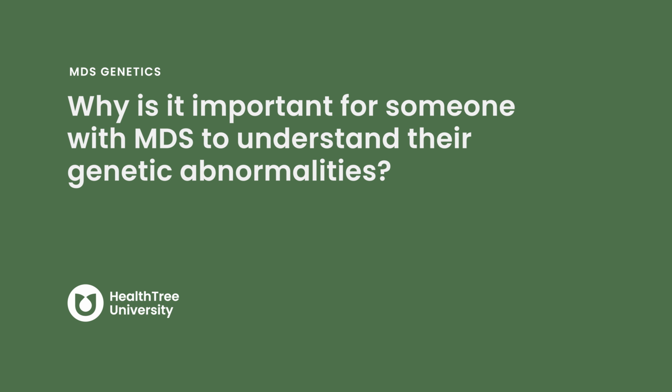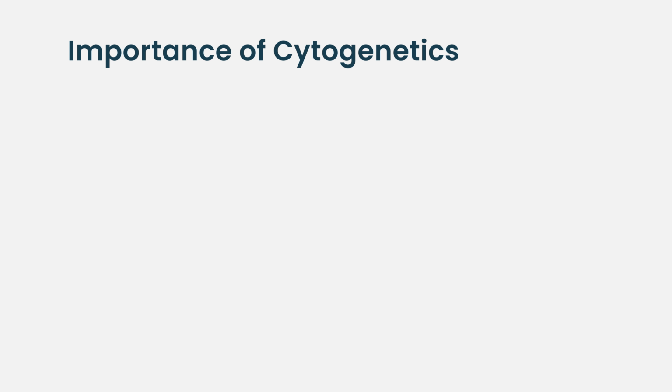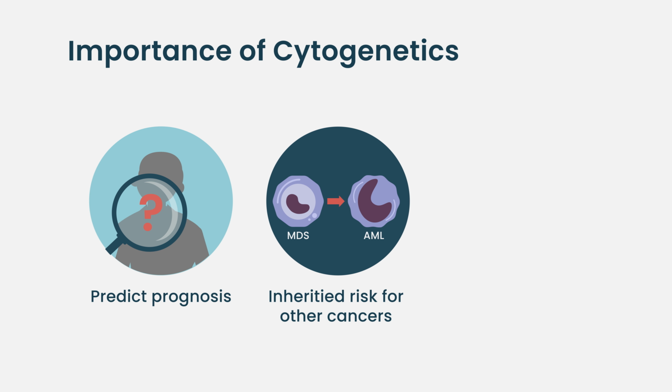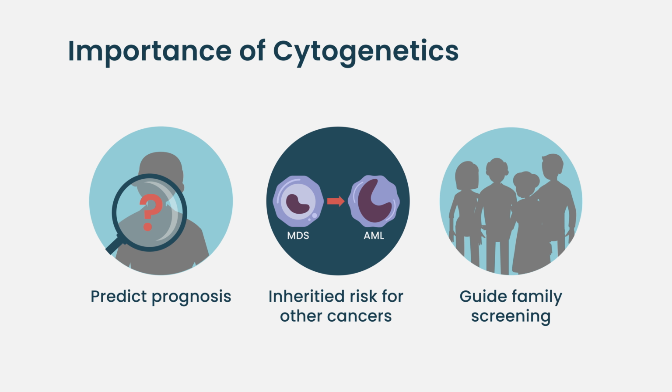Why is it important for someone with MDS to understand their genetic abnormalities? It can help to influence prognosis, or obviously tell us a lot about prognosis. Also, occasionally when we're doing this testing, we may pick up a genetic mutation that we think was inherited and which may have a risk associated with it in terms of prediction for other cancers. So sometimes that mutation may need to be looked at more closely, and family members of that individual may even need to be tested. We have a couple of mutations that we have targeted therapy for.